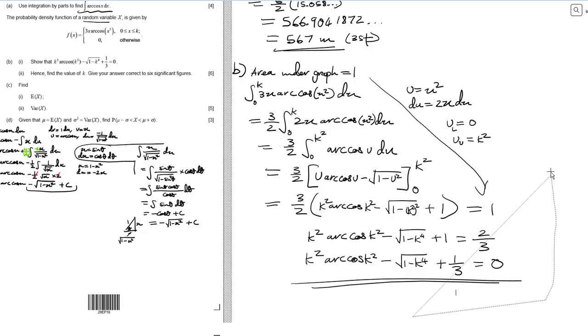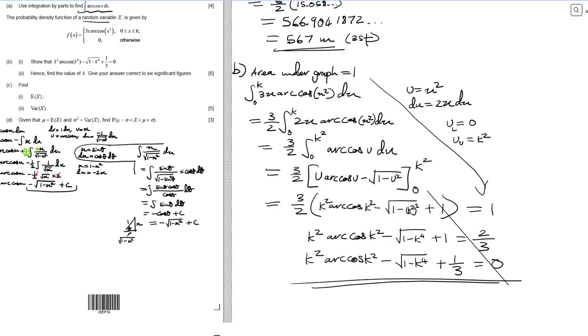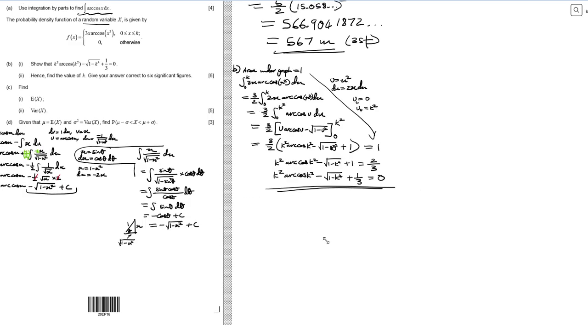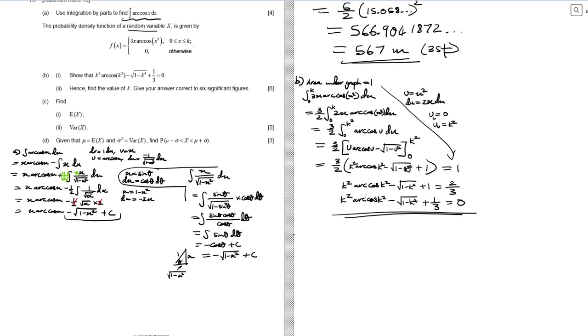So let me reduce the size of this. We finally did, and then we have part 2. Find the value of k correct to 6 significant figures. So we just put this into our calculator and do an equation solve.